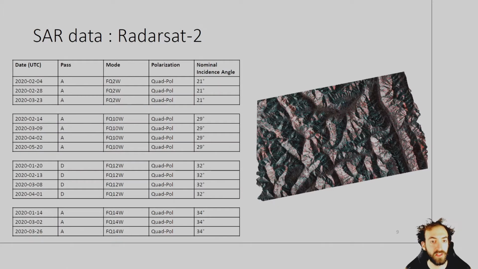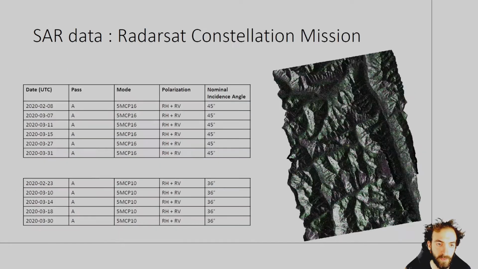For the Radarsat-2 data, I have 4 different time series at different beam angles, ranging from 21 degrees to 34 degrees. They are all in quad polarization, and 3 of them are in ascending pass, and 1 is in descending pass. For the Radarsat Constellation Mission data, I have 2 time series, one at 45 degrees of nominal incidence angle, and one at 36 degrees. They are both in ascending pass.